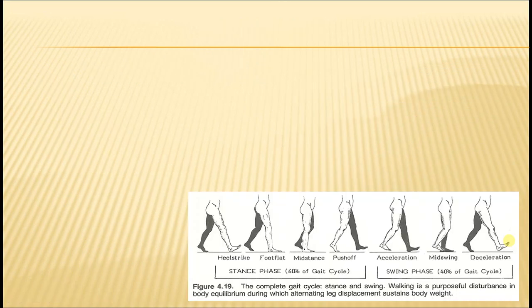Now, the foot is mainly responsible for walking. Our walking mechanism is called the gait mechanism. The gait mechanism starts from the stance phase and then goes to the swing phase. During the stance phase the foot is on the ground, and during the swing phase the foot is off the ground.